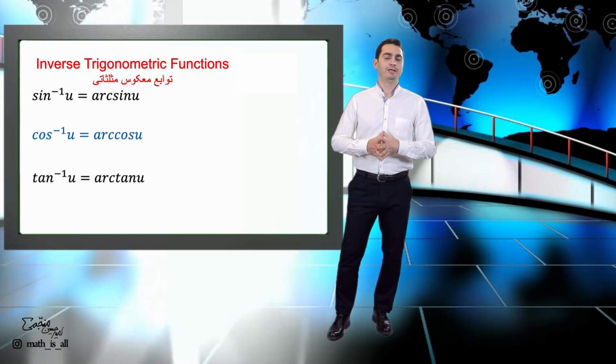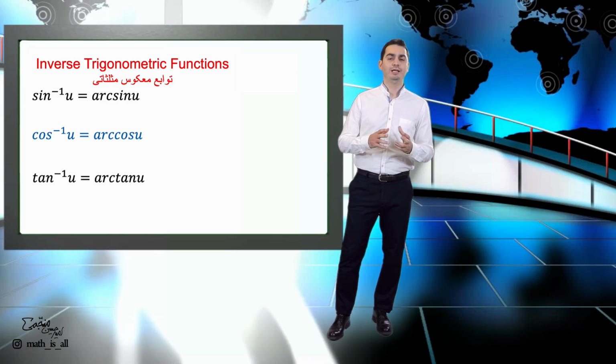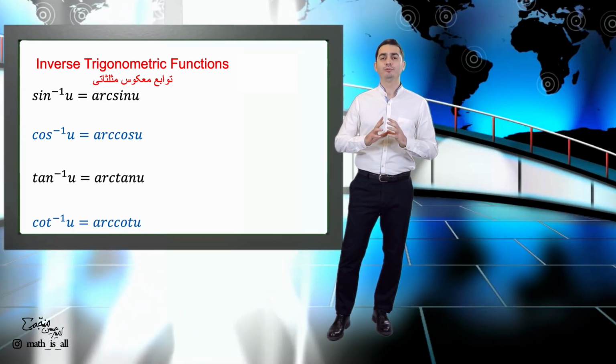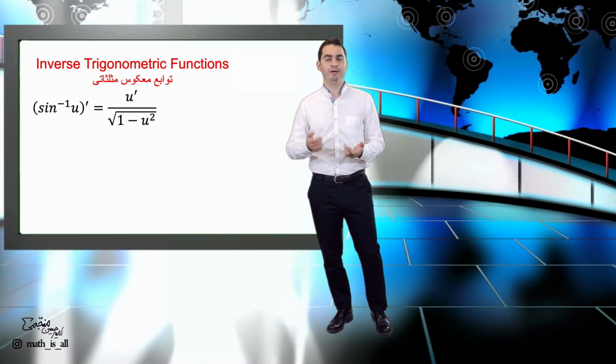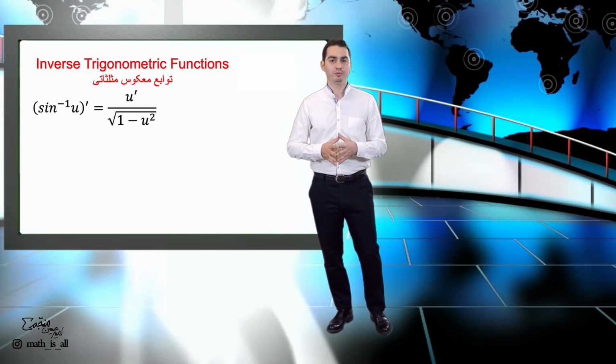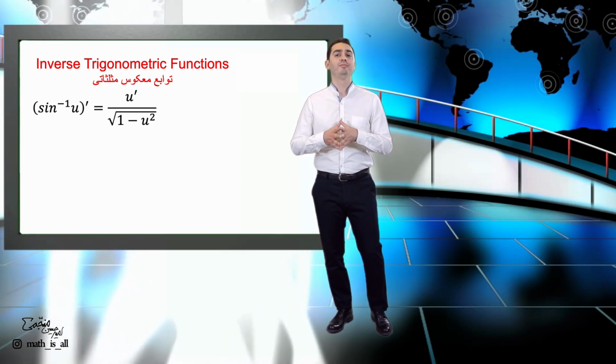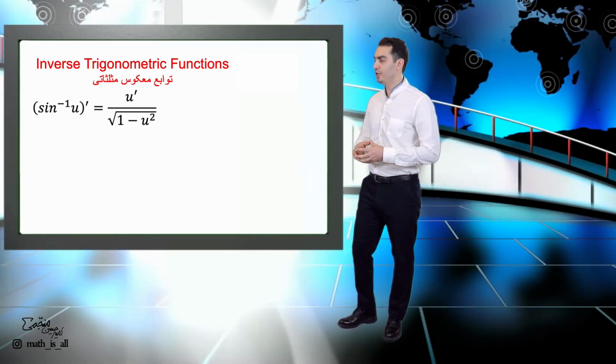So, what we're going to do here is, first I'll teach you the derivatives of arcsin, arccos, and arctan. What is the derivative of arcsin u? It is the derivative of its argument, that is u prime, divided by the square root of 1 minus u squared.